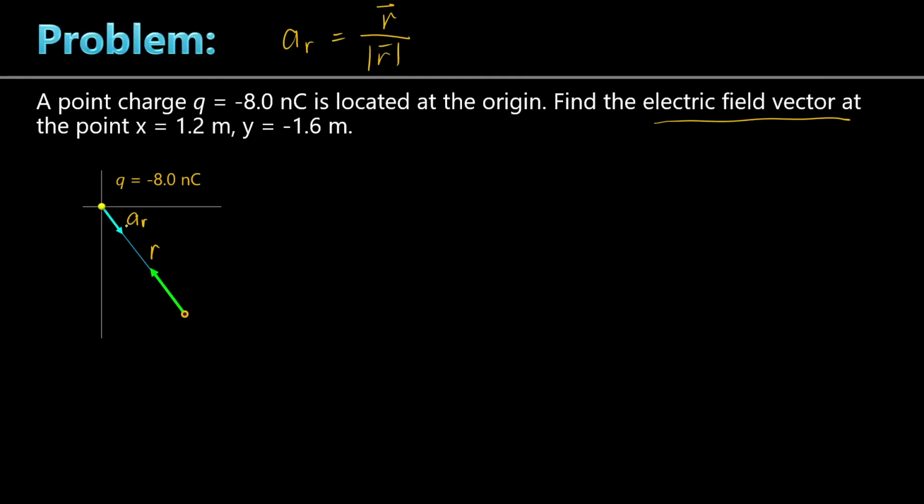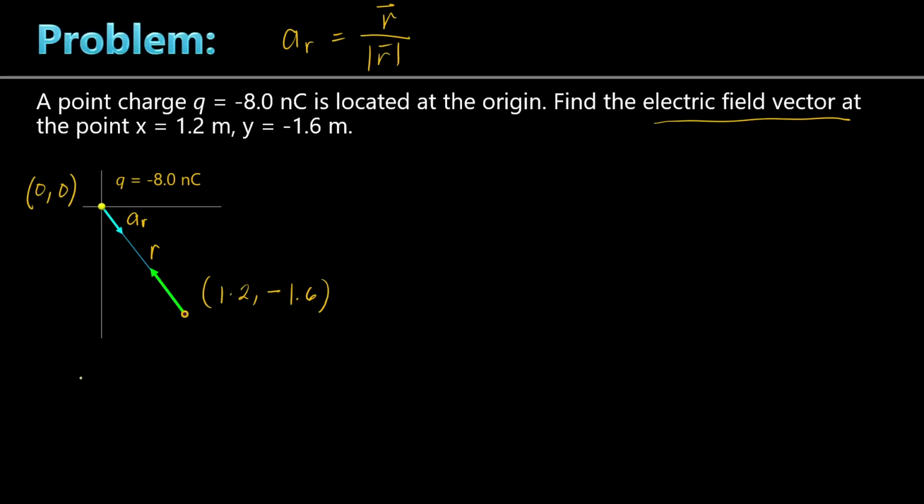Pero, bago natin ituloy ang solution, maglagay muna tayo dito ng mga coordinates. Ano ang coordinates ng point charge? It is at the origin. So, 0, 0 yan. Tapos, ano ang coordinate ng point na ito? It's 1.2, negative 1.6. Sir, bakit natin inilagay yung coordinates? Kasi kailangan natin yan sa pag-compute ng unit vector para hindi na tayo gumamit ng sines at saka cosines.